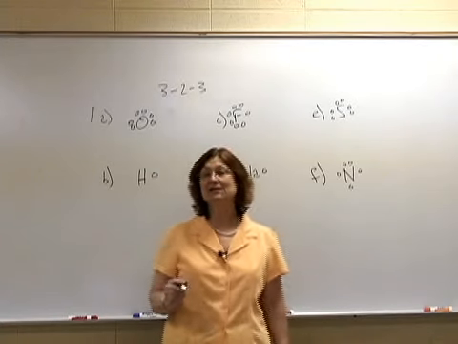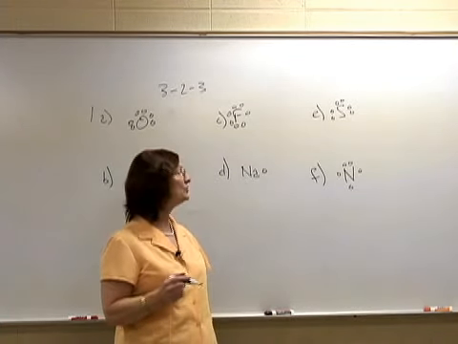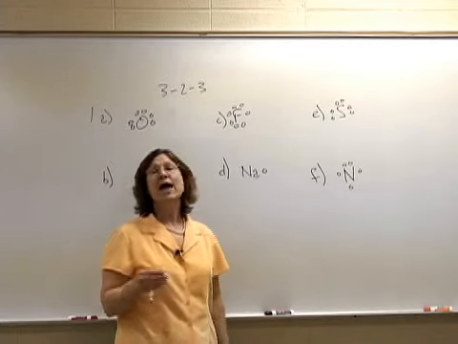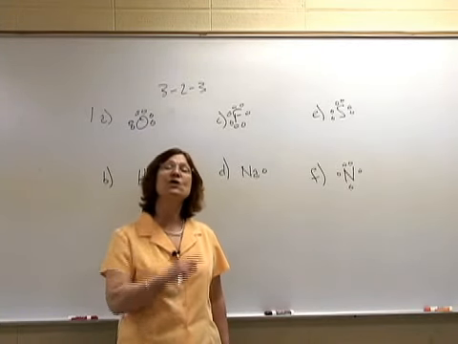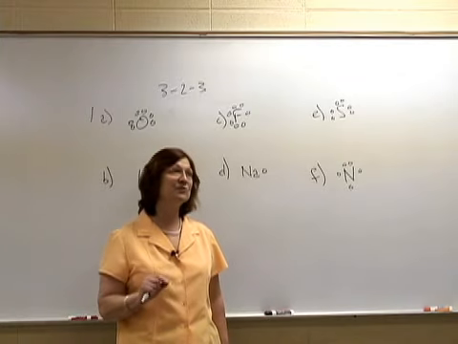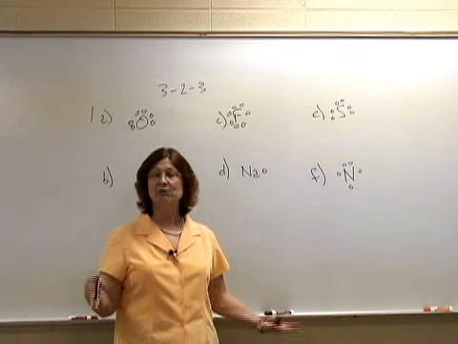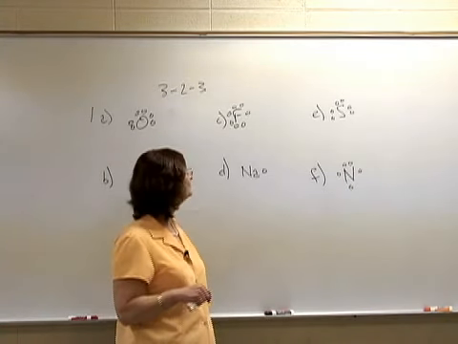Now, in some cases, some instructors do like for you to put them in a specific order. However, that's not a priority for me. I just want you to know the number of dots that each one has in its valence outermost shell.